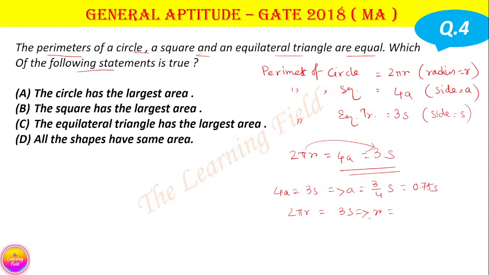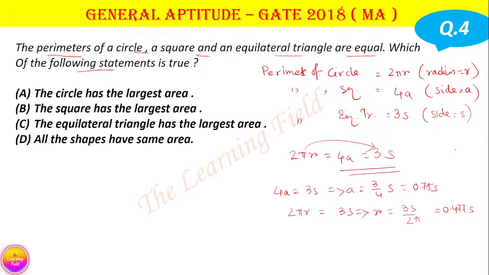So r equals 3s by 2 pi, which is equal to 0.477 into s. Therefore we convert these three parameters into a single parameter.